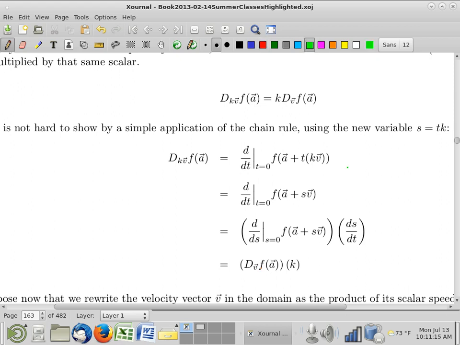All right. What is ds dt? That's k. Everybody good? So this proves our result. Specifically, our goal was to show that scalar k can factor out, and that's exactly what we've shown. That scalar k factors out. Okay. All right. Nice fact, by the way.